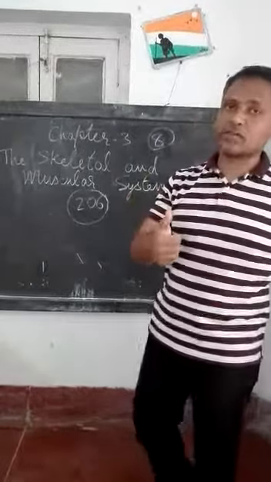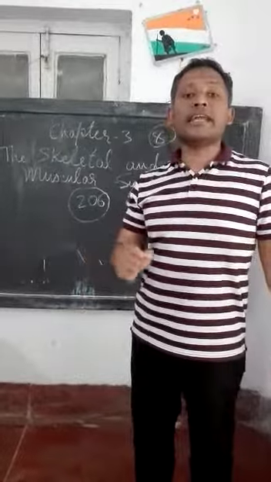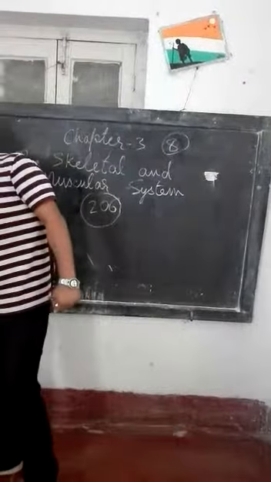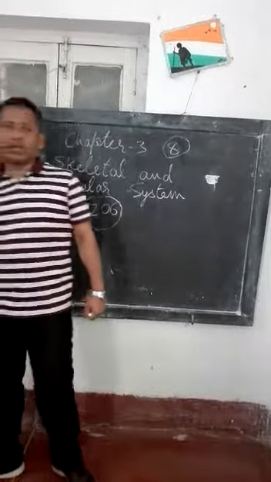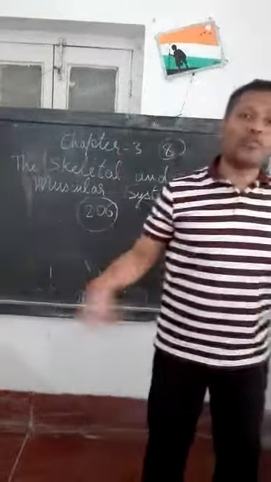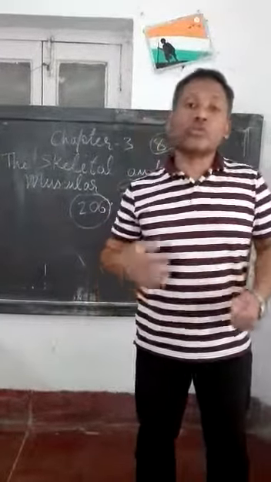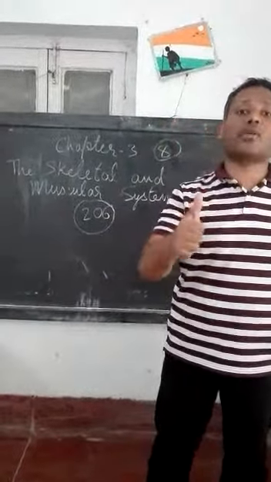The first function was that it gives shape to the body. Second, it protects all the vital organs within the body. Third, it supports the body. For example, if I had no bones, I could not stand up and I could not sit down. So it supports the body and helps the body to stand erect.